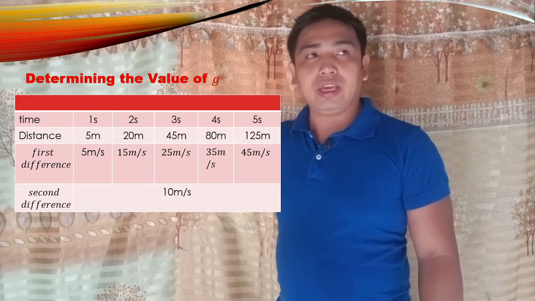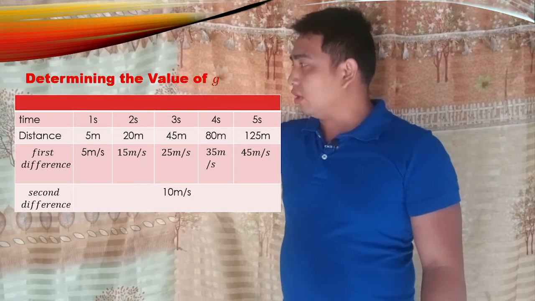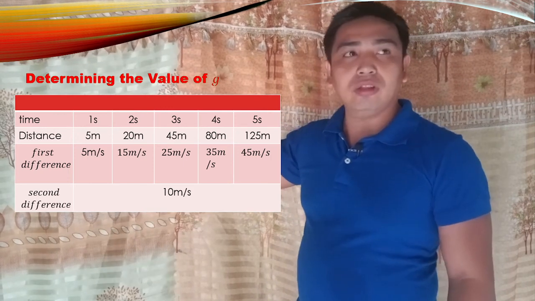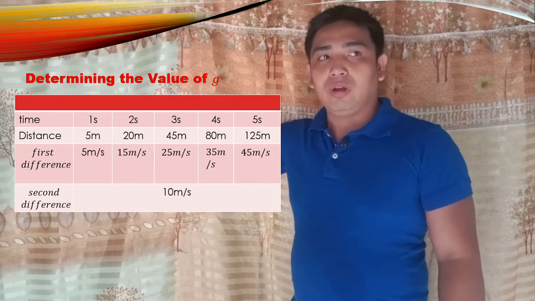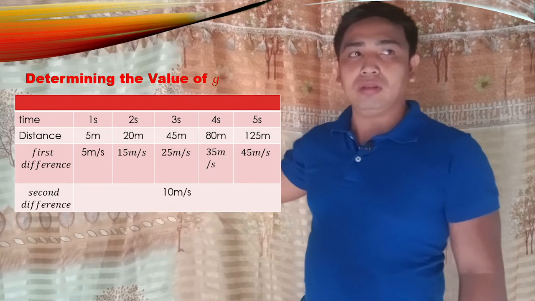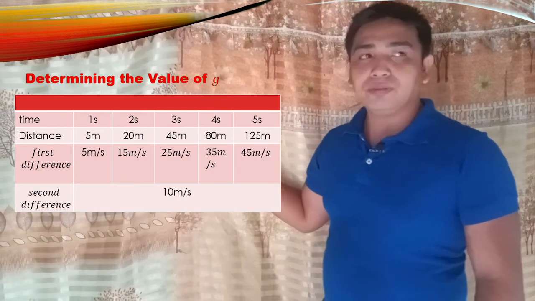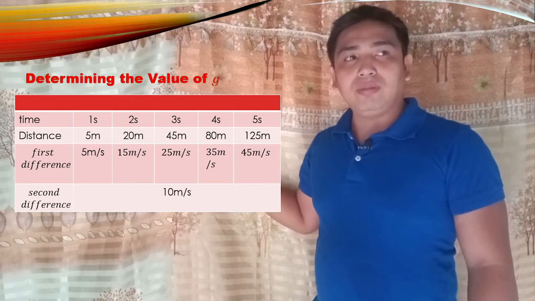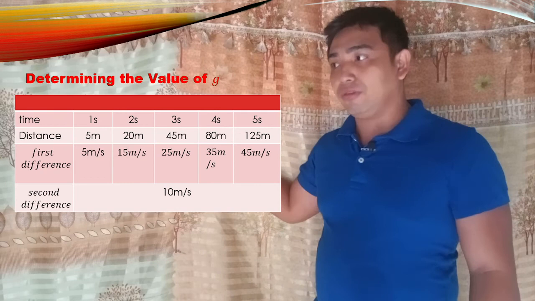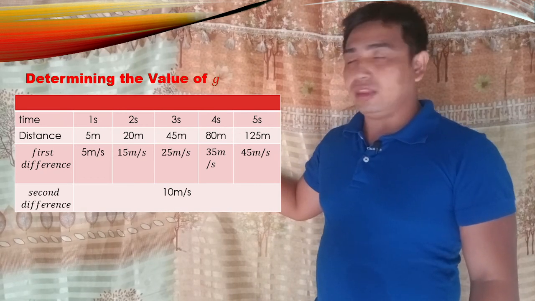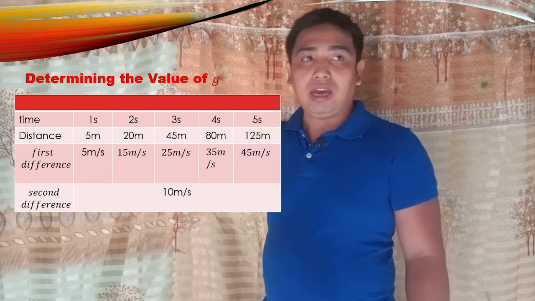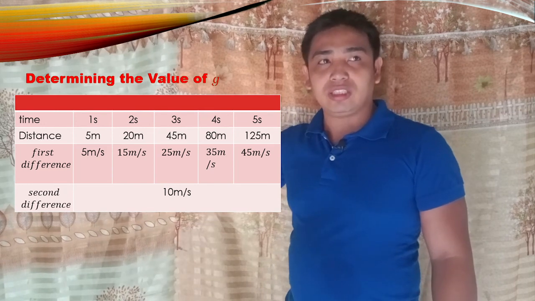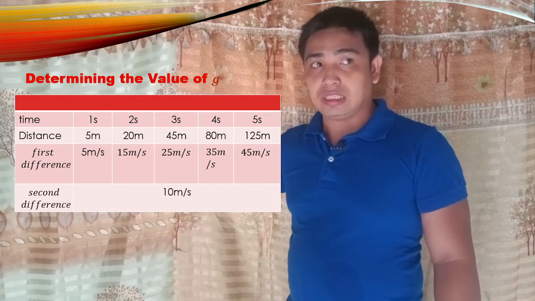Okay, so we're gonna get the first difference, that is 20 meters minus 5 meters, and that's gonna be 15. And we're gonna do it with 45 and 20. We're gonna do it with 80 and 45, and 125 and 80. So those are the first difference: 5 meters, 15 meters per second, 25, 35, and then 45. And then we're gonna get the second difference, that is 15 minus 5, 25 minus 15, which is 10, 35 minus 25, which is 10, and 45 minus 35, which is 10.